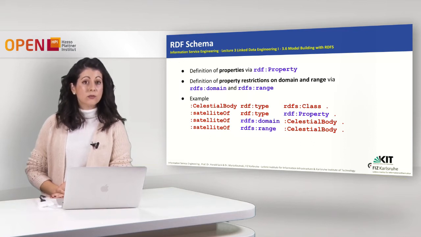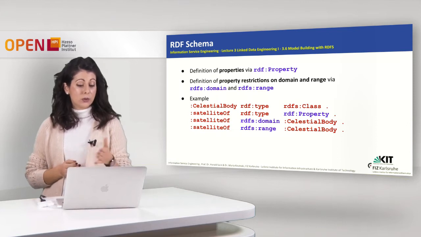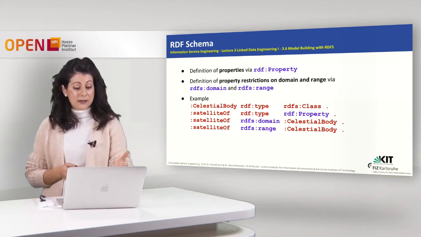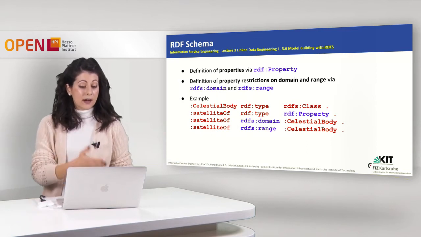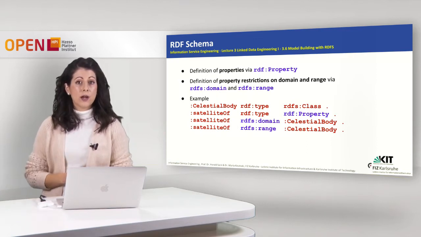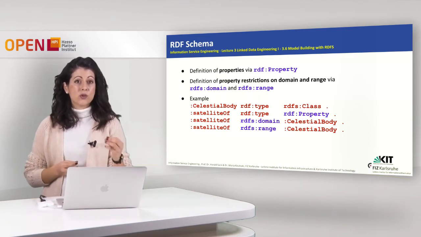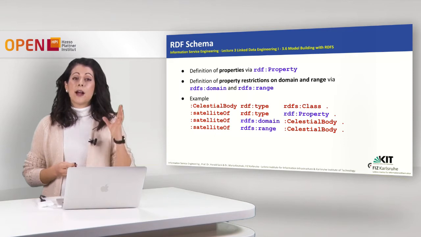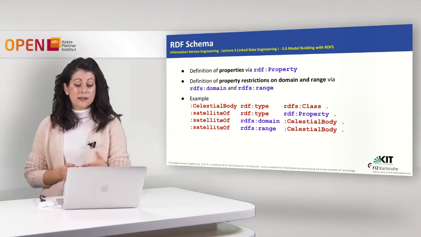And then what we want to do is restrict the domain of this property we just created. And we do it in the following way. So we do satellite of RDFS domain celestial body and RDFS range celestial body as well. So what does this mean? It means that this property we just defined, the satellite of, can have subjects and objects which both belong to the class celestial body.